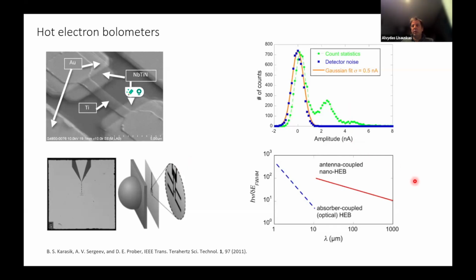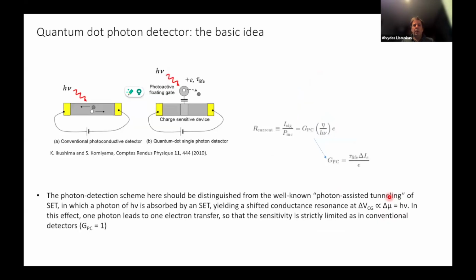And yeah, if that would be absorber coupled, that would be this, but then antenna coupled can also extend it. Absorbers typically work only to tens of micrometer wavelengths. Then with an antenna, one can extend it much further into the terahertz frequency range. There is another interesting idea to approach photon sensitivities, which is to have a photoconductive detector.